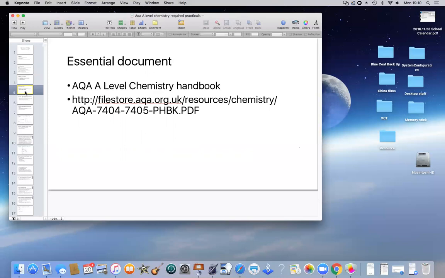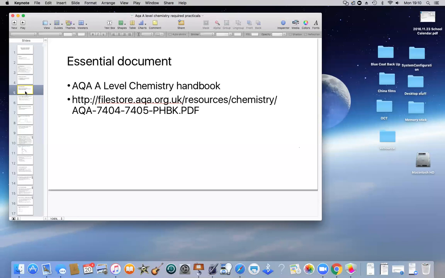Now, this is a document which will be very, very useful to you. I don't know if you've come across this at all. You can find it on the internet. I'm going to refer to it during this presentation, so you don't have to worry about bringing it up in front of you right now. It's the AQA A Level Chemistry Handbook. There are a number of handbooks. There's a general A-level science handbook, and then there are separate handbooks for chemistry, biology, and physics. So if you're doing the other science A-levels, they're definitely worth a look as well.